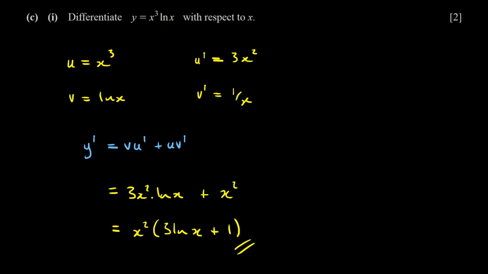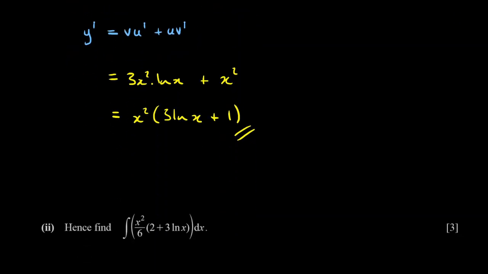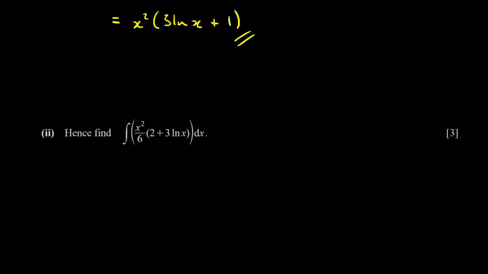And the reason for that is integration is the reverse of differentiation. So that's where I'm going to start. I'm going to start by saying from part 1 that the integral of x squared bracket 1 plus 3 ln x, okay, hopefully you'll see why in a second, dx is equal to x cubed ln x, plus the constant c.